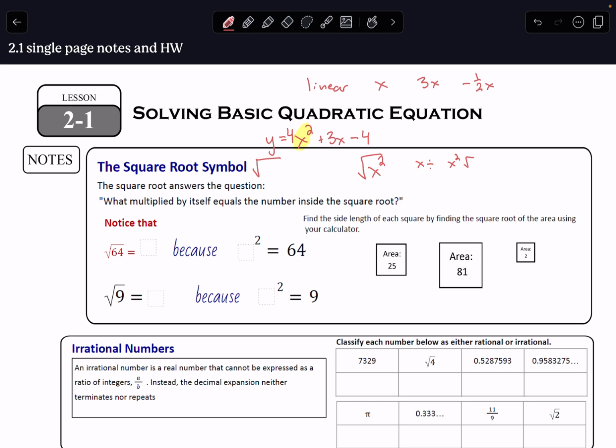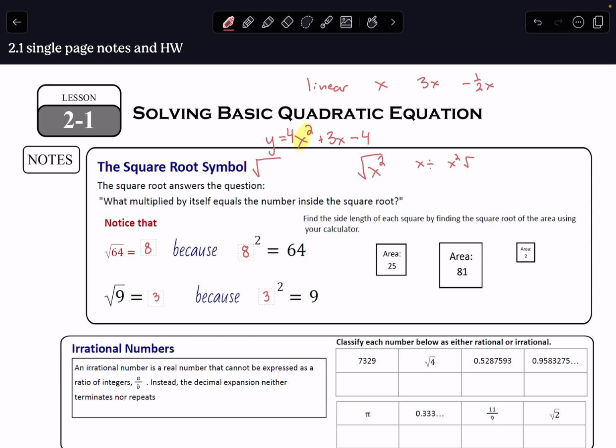Okay, so over here in the notes it says, notice that the square root of 64 equals 8. And that is because 8 squared equals 64. One of these undoes the other one. The square root of 9 is 3 because 3 squared equals 9. So you've got a couple squares right here on the right.